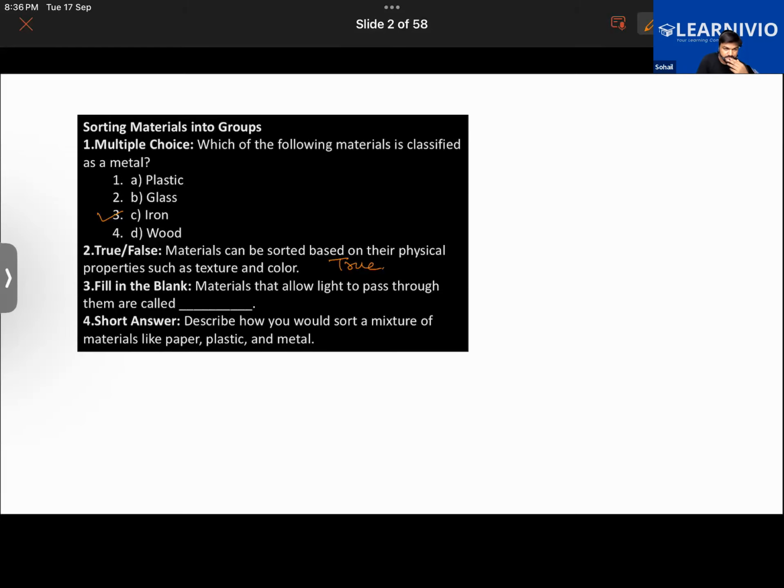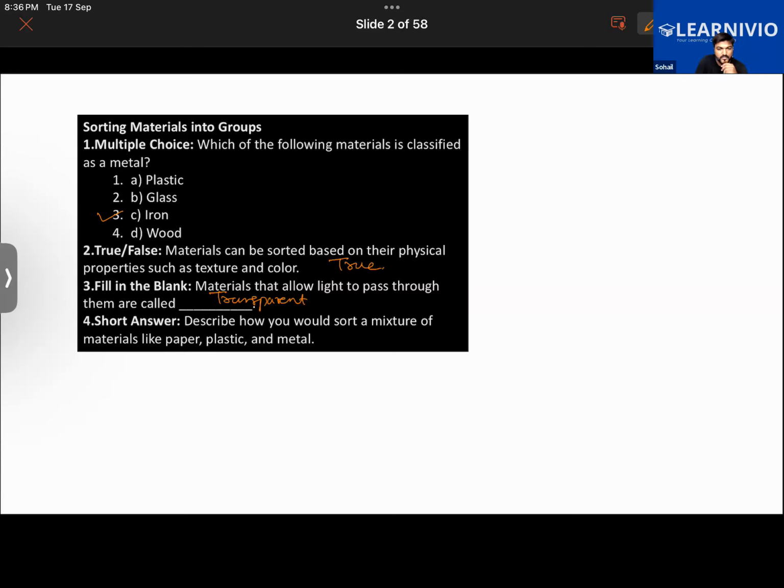Okay, next. Materials that allow light to pass through them are called transparent. Okay, now that is transparent.